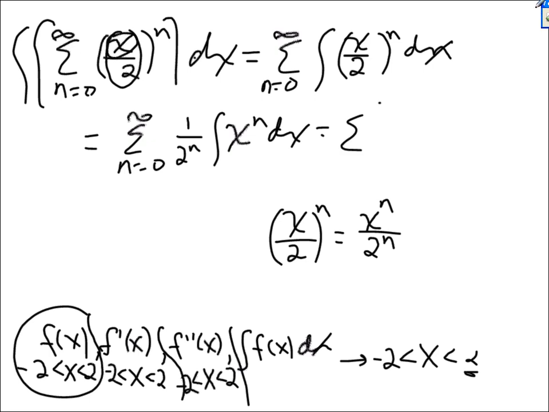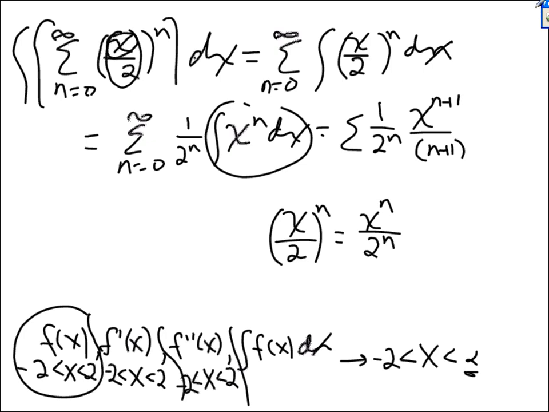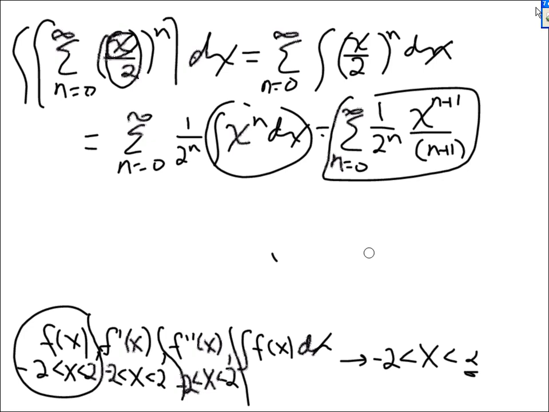So you get the summation of 1 over 2 to the n. This integral: you add 1 to the power, and then you divide by that power. That's the integral. And then n goes from 0 to infinity. I want to know if this converges or diverges. That's what I want to know. Excuse me, I want to know where it converges. Of course, you all say in between negative 2 and 2. Alright, let's see what happens.